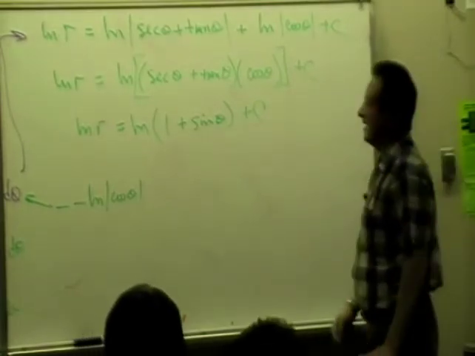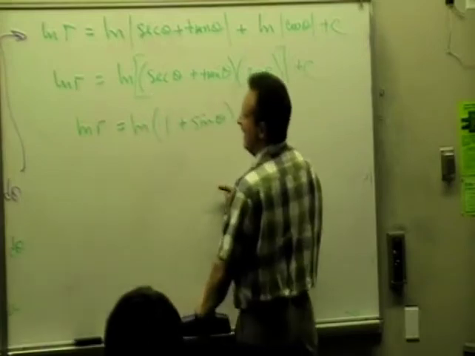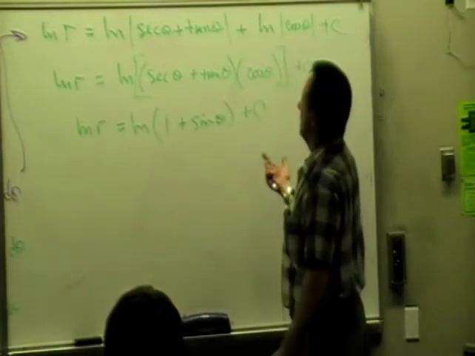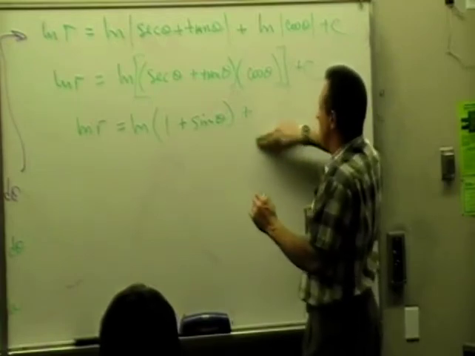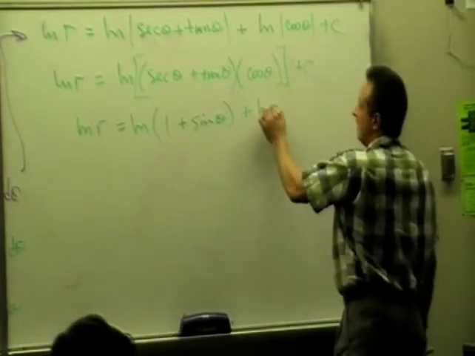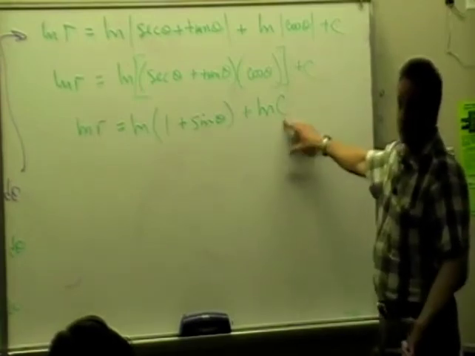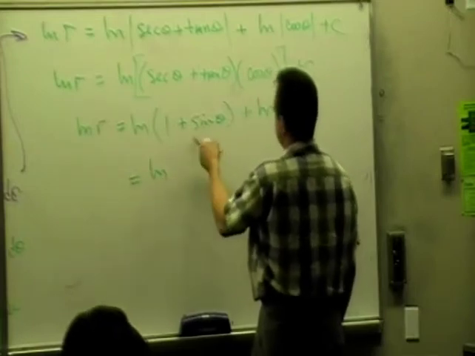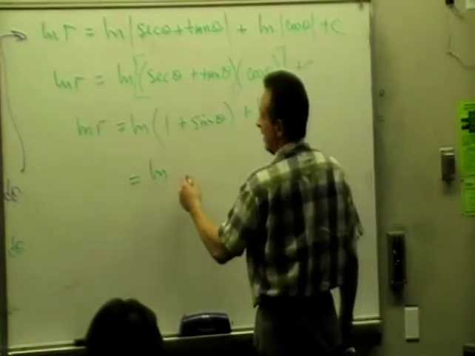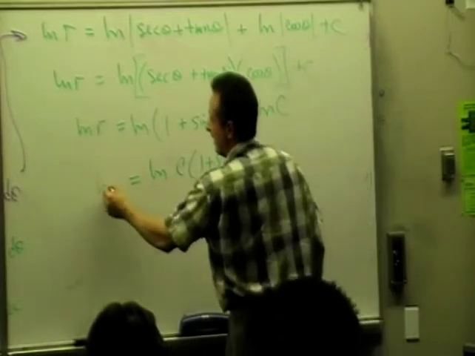Now folks, you could do this. Again, I can exponentiate both sides. I'm going to erase this. I can exponentiate both sides, or I can write this constant. Sometimes you'll see this happening, and I just want to do this one time. I'm going to write that constant as an ln of a constant, which is still a constant, and then write this as the ln of, because you're adding logs, you can say the ln of c times 1 plus the sine of theta equals the ln of r.